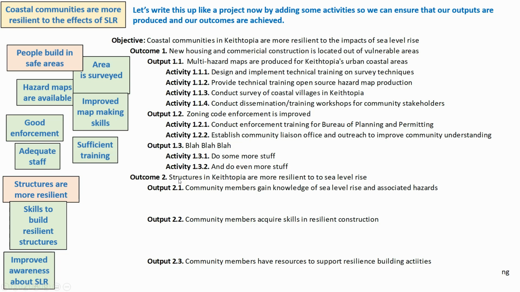So then let's come down here to outcome 2, and then we've got community members gain knowledge of sea level rise and associated hazards. So what actions are we going to take to produce that output? And the first one is we'll conduct community-oriented workshops for women and men on threats of climate change.